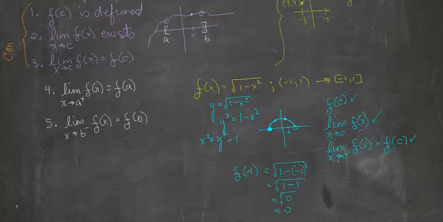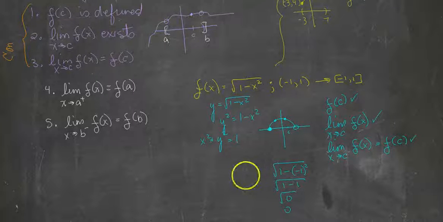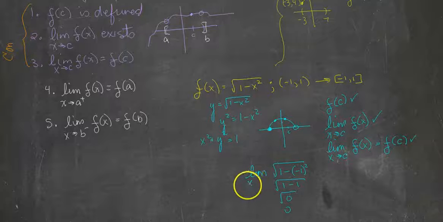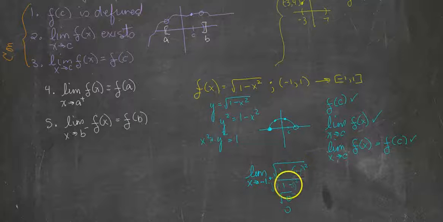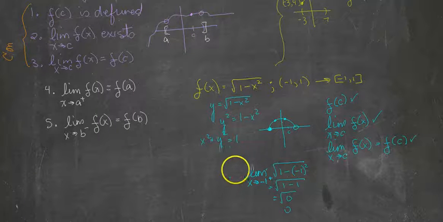Let me erase this, just so I can be exact and precise. If I put in the limit as x values approach negative 1 from the right, then I'm just going to plug in negative 1. It's no longer a limit. I evaluate it and get 0. So we're good there. That's true.